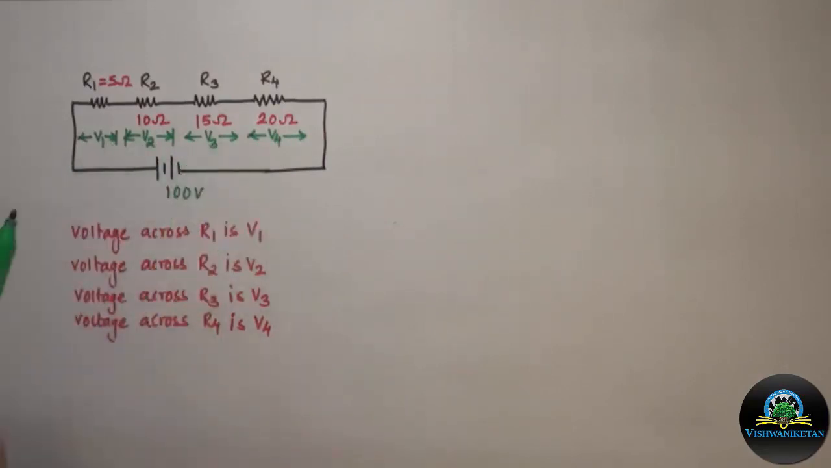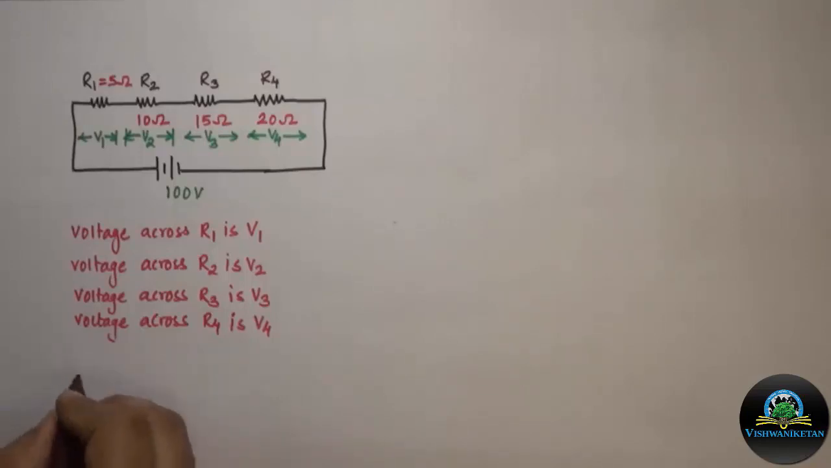Now to calculate the values of V1, V2, V3, V4, we have to apply voltage divider rule. Now according to voltage divider rule, voltage drop across each resistor in a series circuit is directly proportional to the ratio of its resistance to the total series resistance of the circuit.